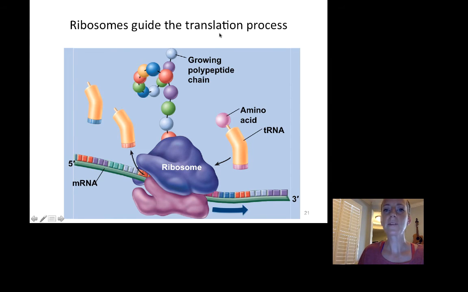So the ribosome is going to guide the translation process and hold the mRNA and the tRNAs in place as each amino acid, one by one, is bonded to make a polypeptide chain. The polypeptide chain grows and grows until we hit a stop codon and we have our final protein.